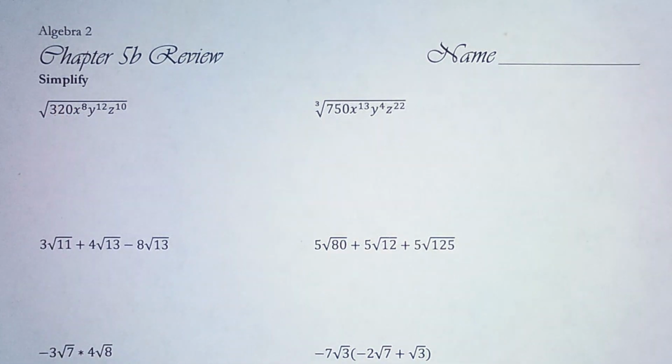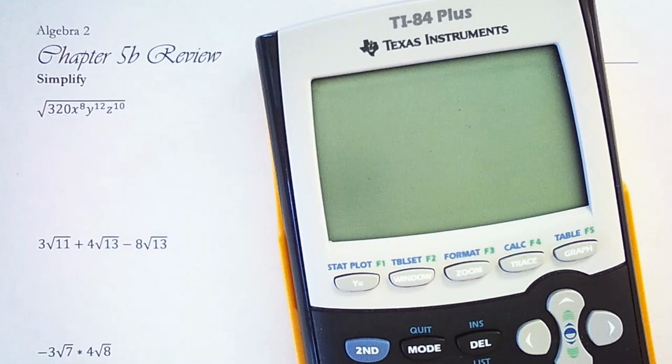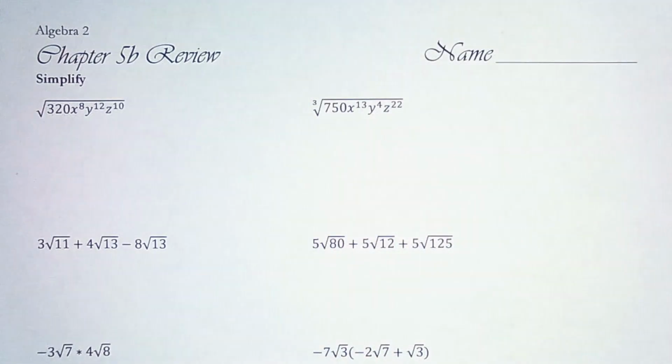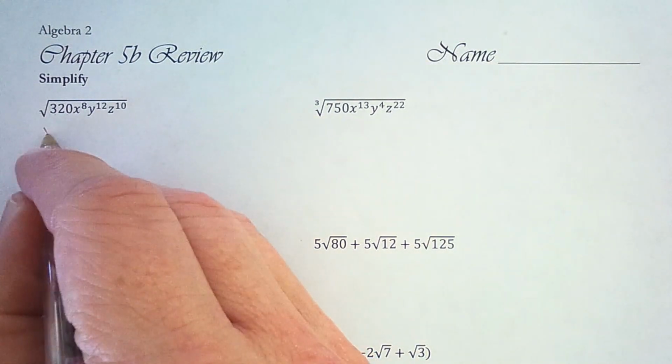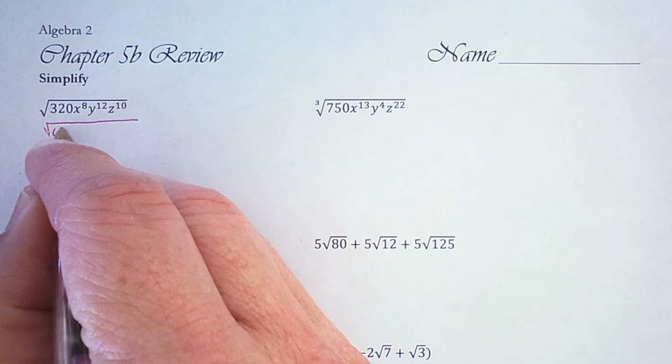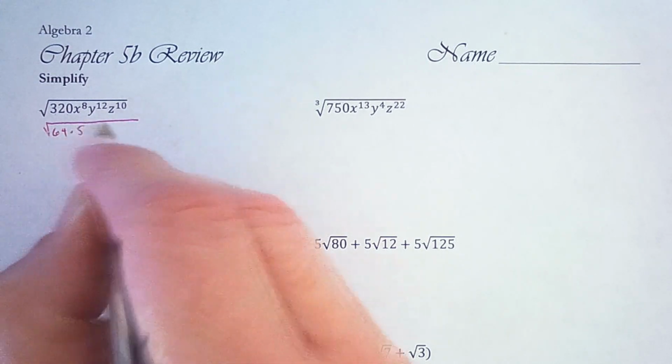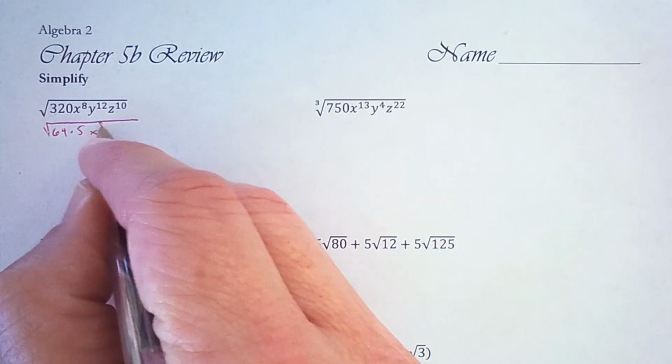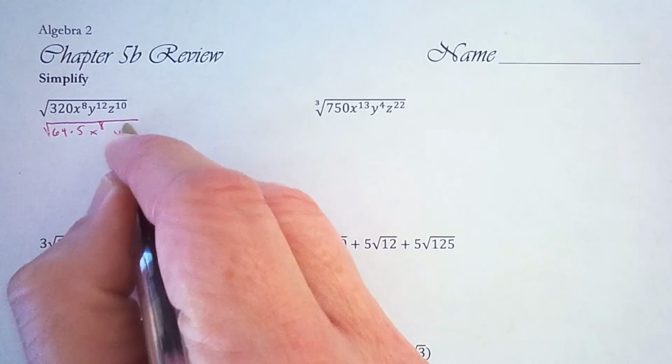Double 32 is 64. Let's see if 64 goes into 320. 320 divided by 64. It does. 64 times 5. So we'll use that. We want the biggest square number we can find. So I'll change that 320 to 64 times 5. And then I'll just leave the variables just as they are.